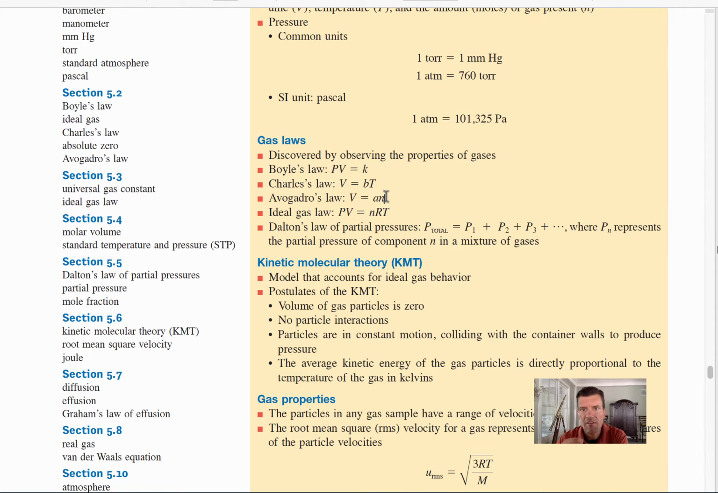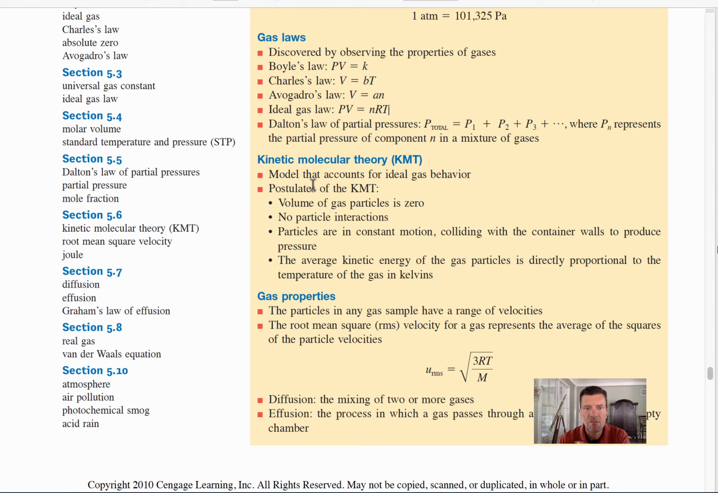If you combine them all together, you end up getting what's called the ideal gas law, and that shows you the relationship between all four of those variables, and shows that the ratio of the product of the pressure and the volume over the product of the number of moles and the temperature is going to be a constant for all gases. Okay?